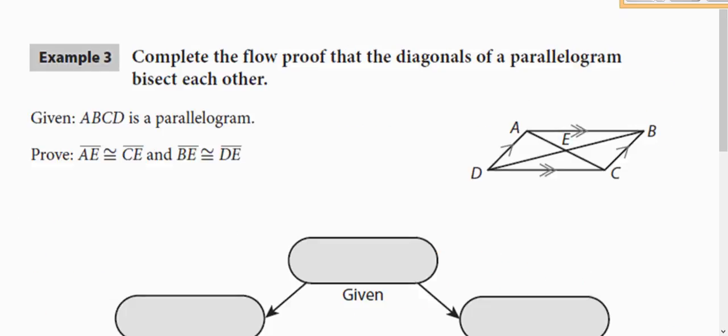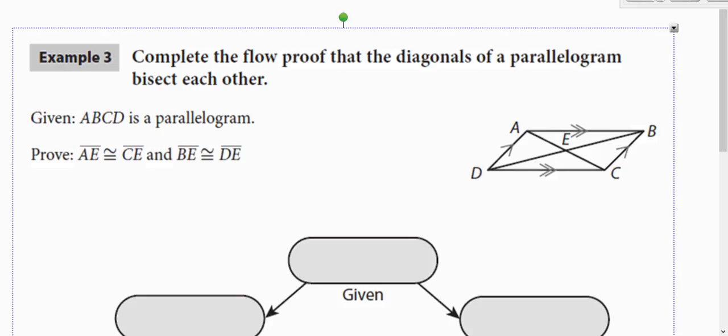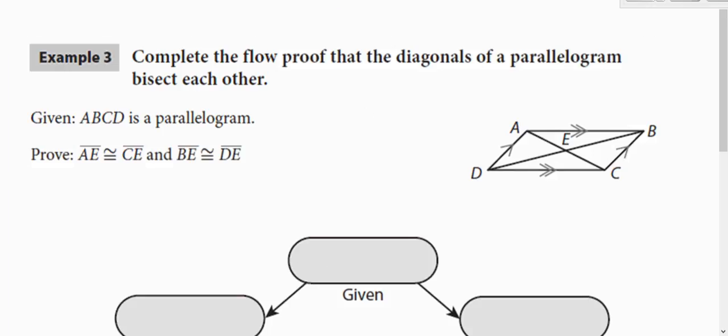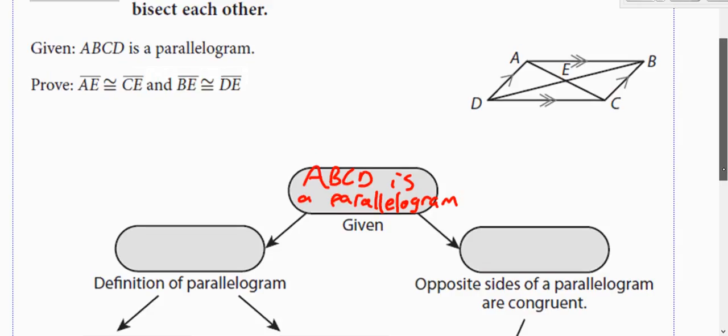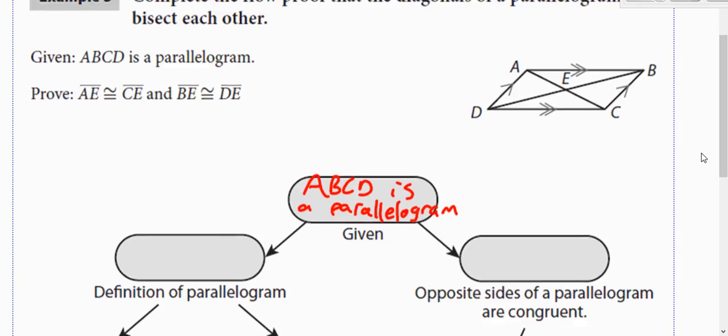So this proof's a little bit different because we're talking about the diagonals this time. So you have to draw in both diagonals, which are already drawn in. We're given that it is a parallelogram. That's what we're going to start with. ABCD is a parallelogram. Which means all the sides are parallel. That's the definition of parallelogram.